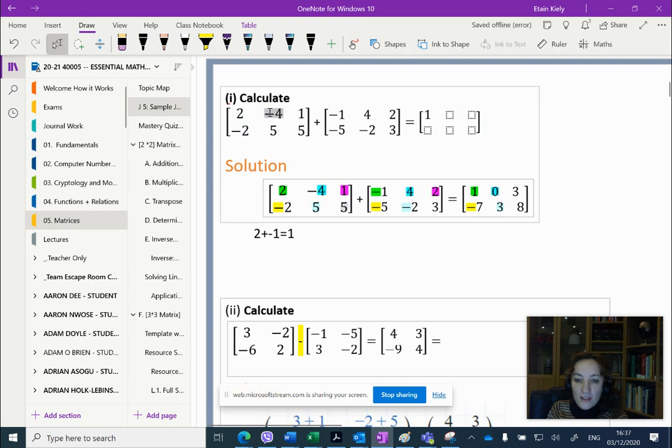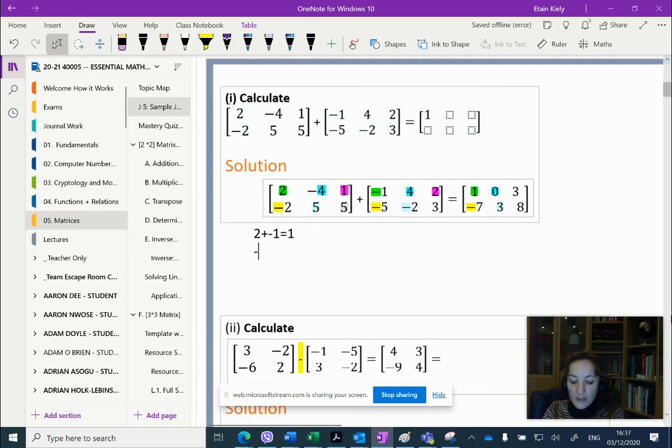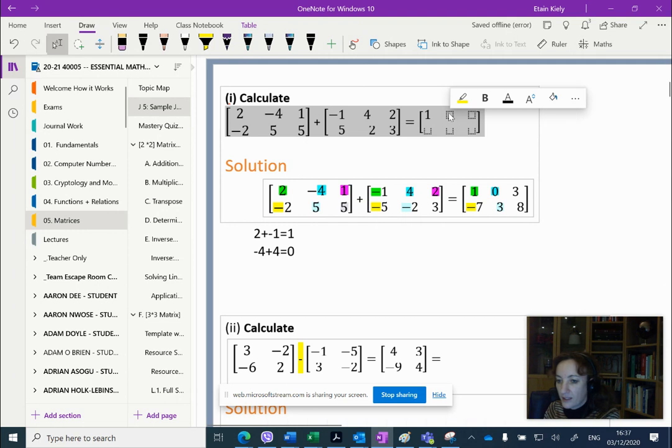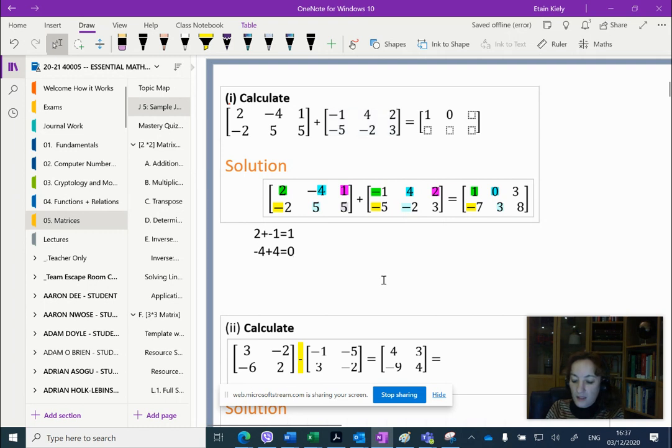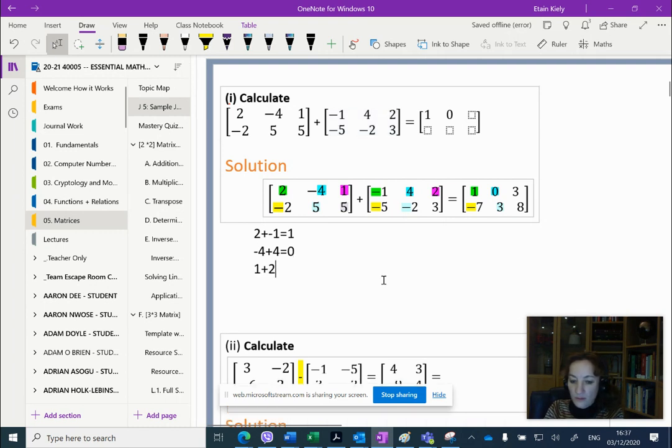The next bit we're going to be looking at is minus 4 and plus 4. So again, underneath, show your working out. Minus 4 plus 4, this gives us 0. So 0 goes in here. The next one is 1 plus 2. We look at this element and the corresponding element here. So 1 plus 2 gives us our 3. We can throw this in, and it's just to have the working out shown underneath as well.